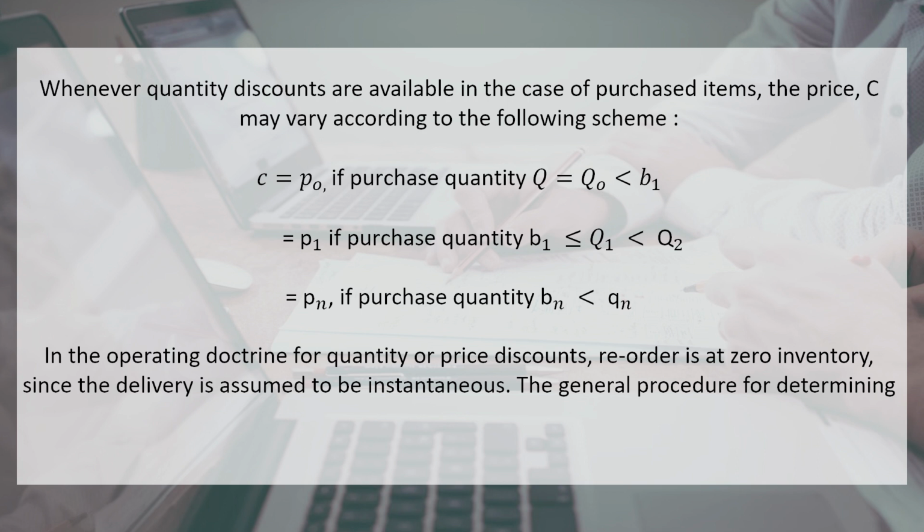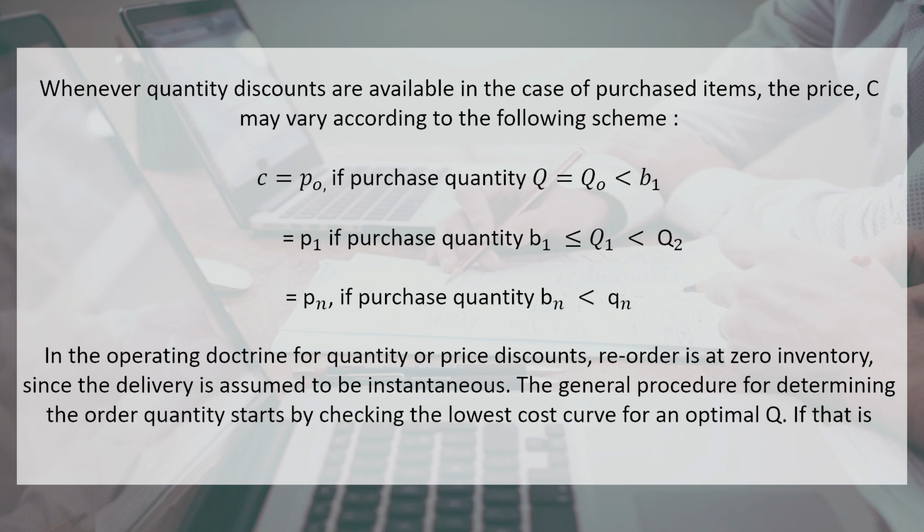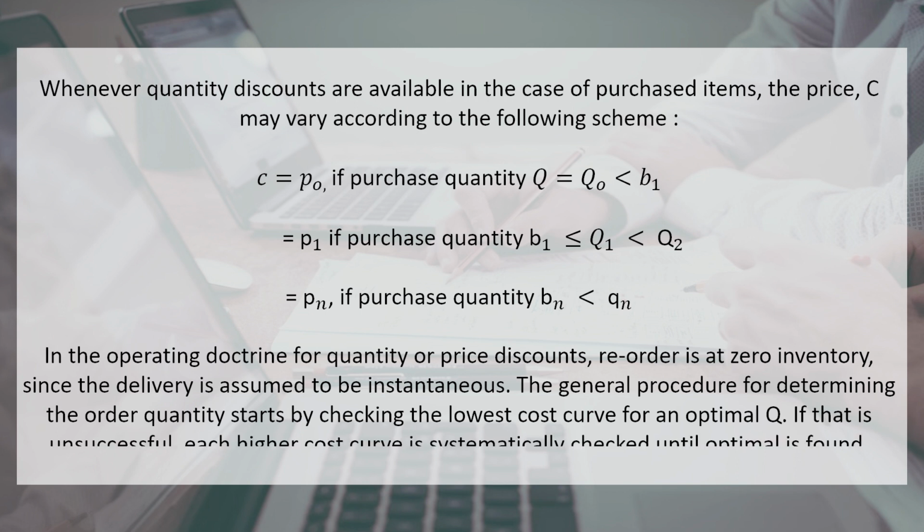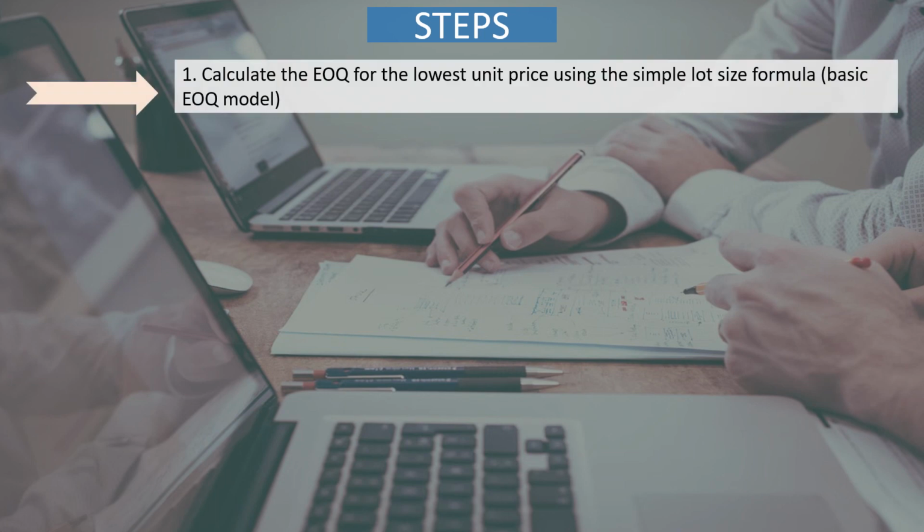assume delivery is instantaneous. So the general procedure for determining order quantity starts by checking the lowest curve for an optimal Q. If that is unsuccessful, each higher cost curve is systematically checked until optimal is found. So there are a few basic steps that are followed in order to calculate economic order quantity, or the quantity which you should order so that total inventory related cost is minimized. First, calculate EOQ for the lowest unit price using the simple lot size formula.